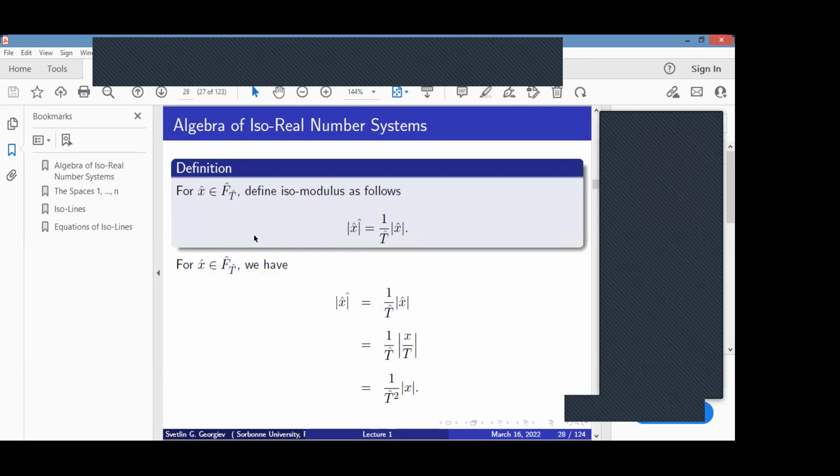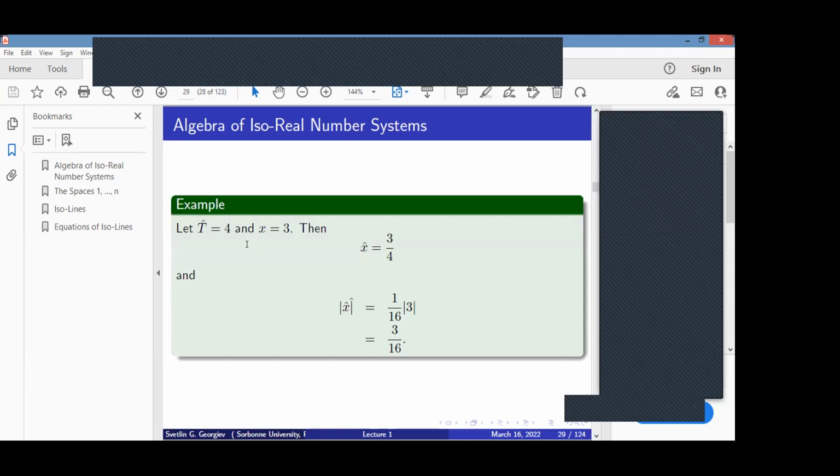We have given a definition for modulus of iso number, but now we define an isomodulus of iso number, and the isomodulus of iso number we define in this way. In other words, the isomodulus of the iso number h-hat is equal to this one. And here is an example. If we consider the isotopic element to be equal to 4, the real element to be equal to 3, its modulus is equal to 3. But the isomodulus of this iso number is equal to 3 over 16. There is a difference in the isomodulus.